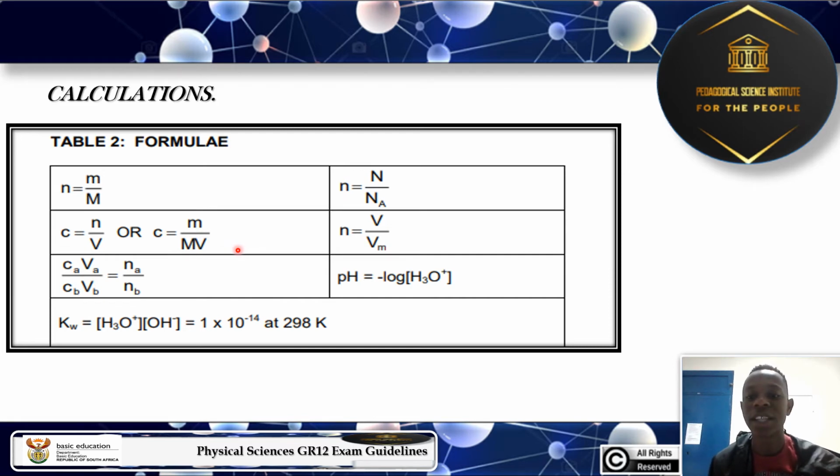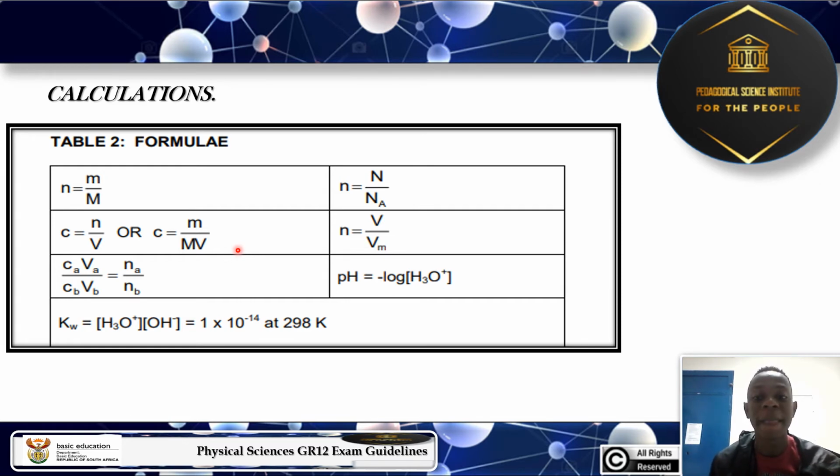Whenever they say calculate a concentration, you need to use that formula, number of moles over volume. Then we have n equals V over Vm, which is number of moles equals volume over Vm, when your volume is at STP. But because we are doing acids and bases, the most important formula is pH, because you'll be calculating pH most of the time, and for you to calculate the pH you need to do stoichiometry.